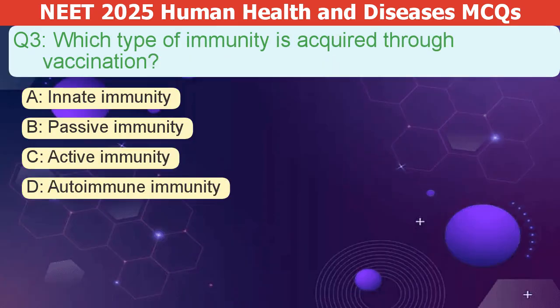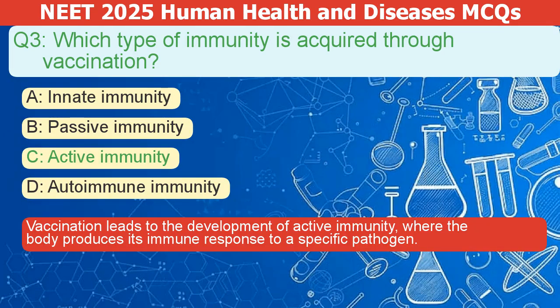Which type of immunity is acquired through vaccination? A. Innate immunity. B. Passive immunity. C. Active immunity. D. Autoimmune immunity. The correct answer is C. Vaccination leads to the development of active immunity, where the body produces its own immune response to a specific pathogen.